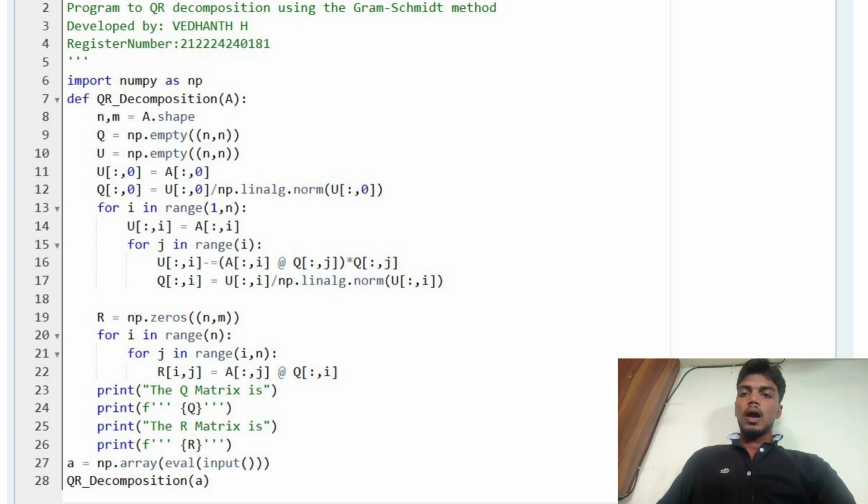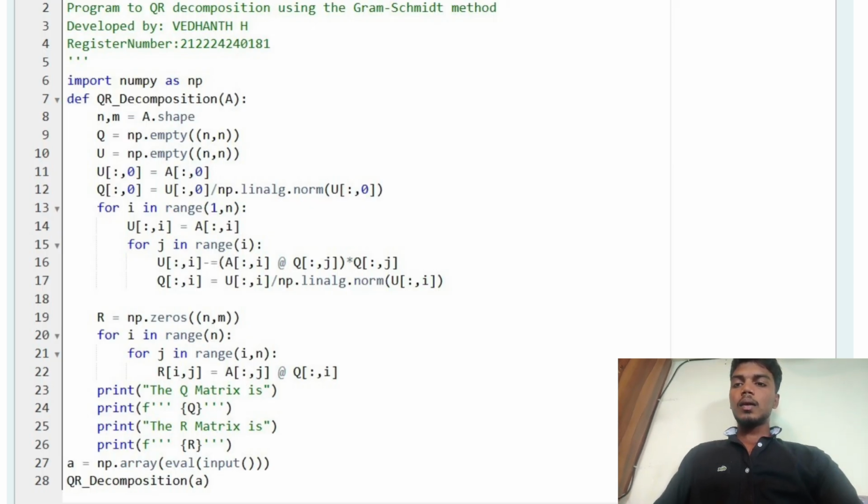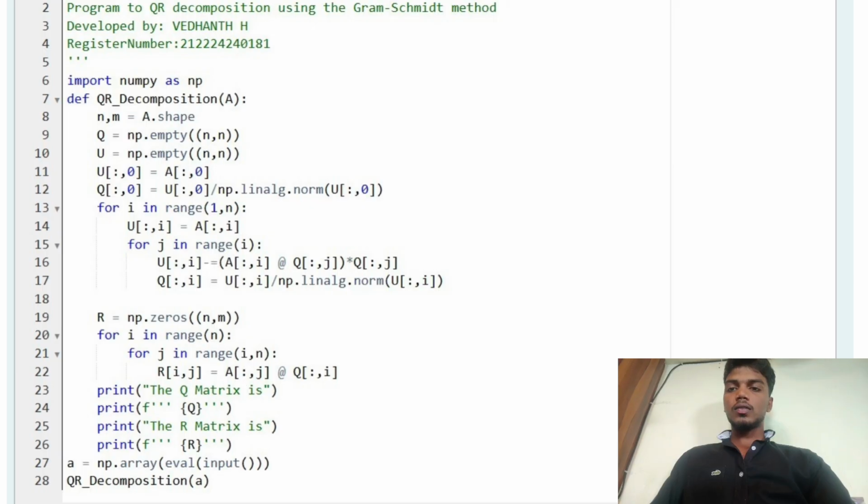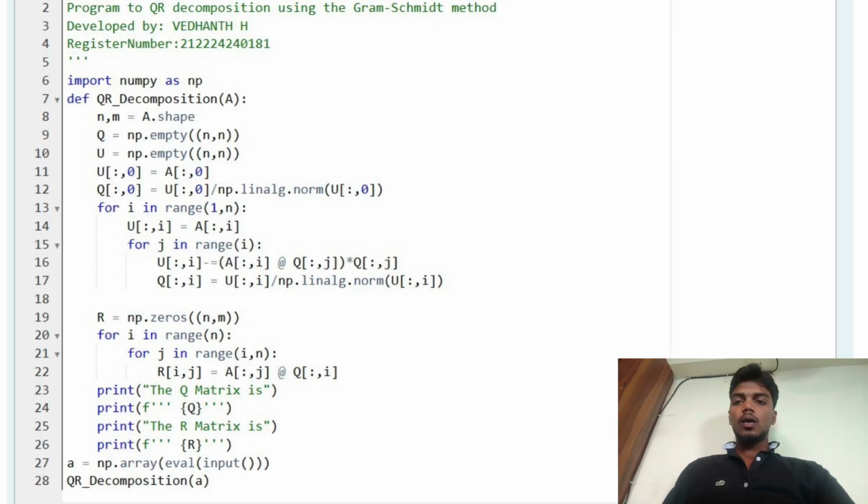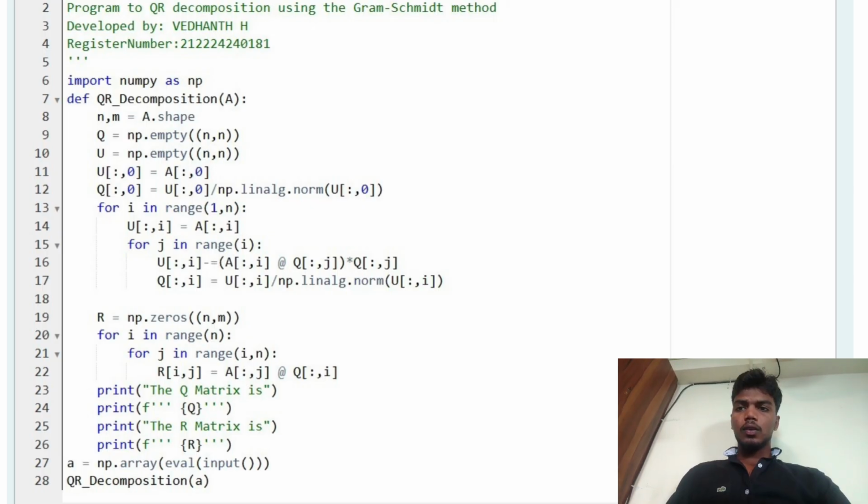process. We have to start the Gram Schmidt process, that is the second step. So the first column becomes the first vector u1. The vector is normalized by dividing by its norm. This becomes the first orthogonal vector q1 in the matrix capital Q.